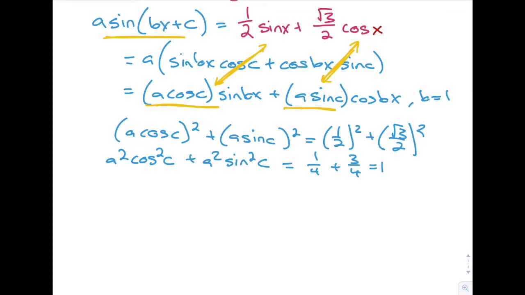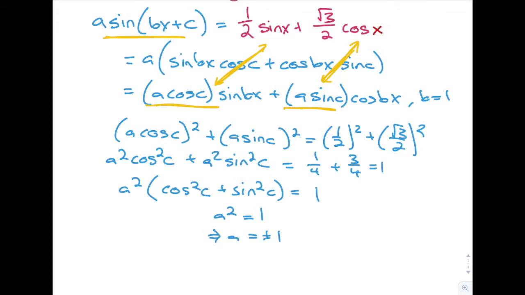If we factor out an a squared from the left-hand side, we end up with a squared times cosine squared c plus sine squared c equals 1. Now the cosine squared c plus sine squared c, we know what that is. That's just 1. So we end up with a squared equals 1, which implies that a equals plus or minus 1. And we'll choose a to equal the positive solution. So a equals 1. So we've got a and b now, so we have to figure out c.